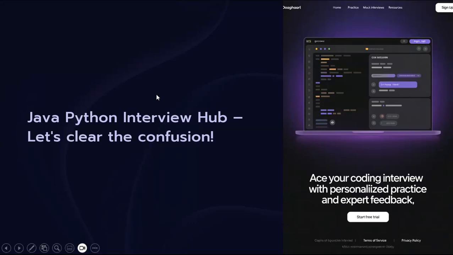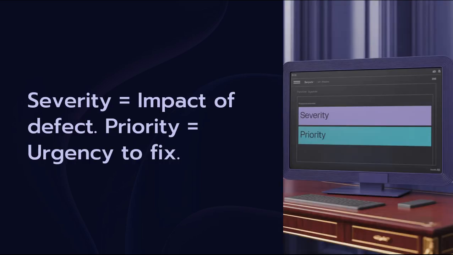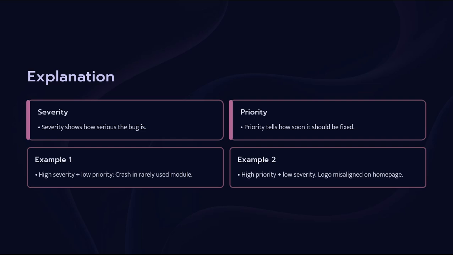Let's clear the confusion of today's question. What is the difference between priority and severity? Severity is the impact of a defect, while priority is the urgency to fix. The explanation is that severity shows how serious the bug is, while priority tells how soon it should be fixed. For example, for severity: high severity plus low priority is equal to a crash in a rarely used module.